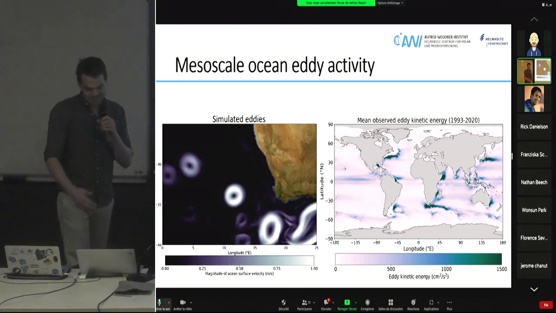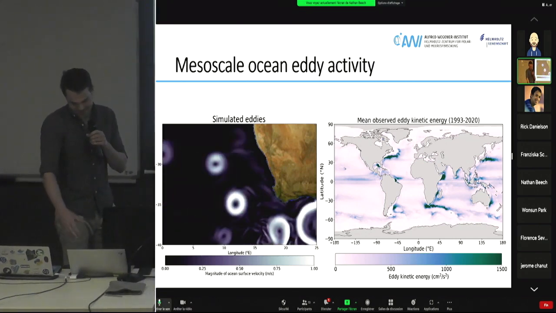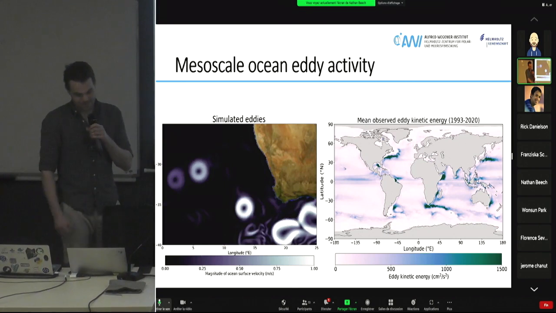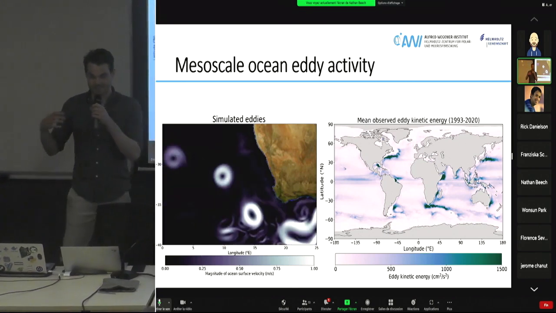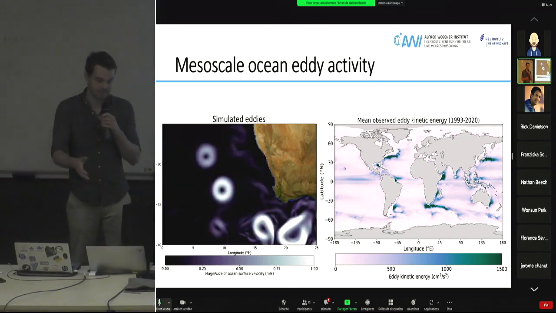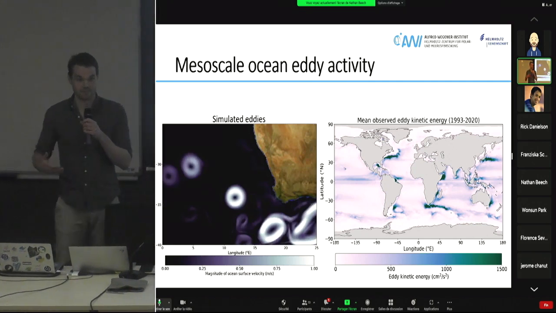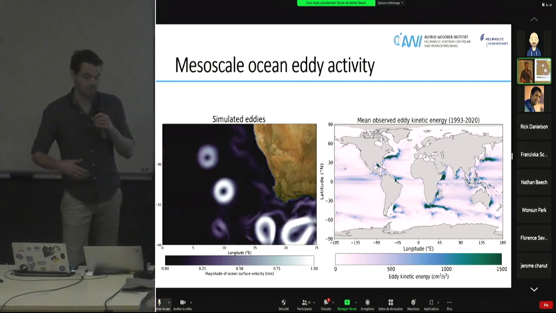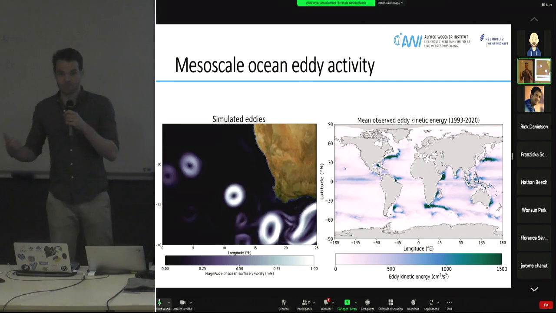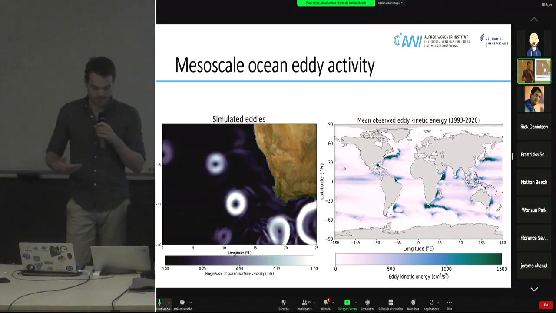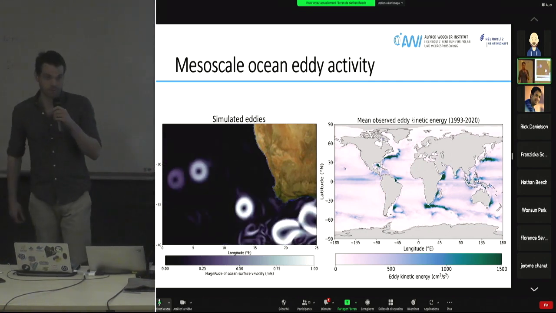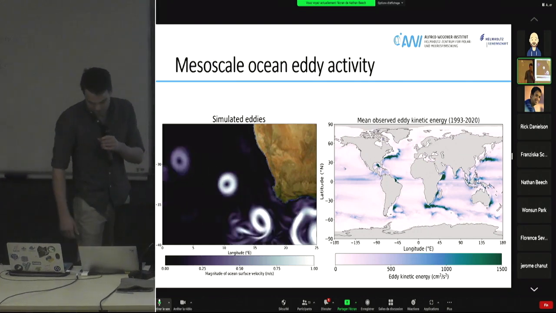These are rings, and on the right, wherever we have a lot of eddy activity that we see on the left, we get a lot of eddy kinetic energy. So on the right, this is eddy kinetic energy as observed from satellite altimetry, and that is the indicator of eddy activity that I'm going to be using in this presentation.